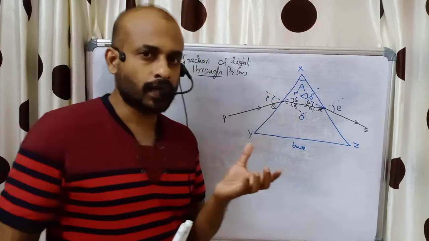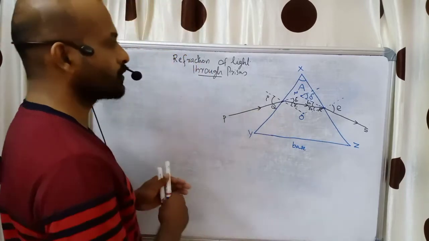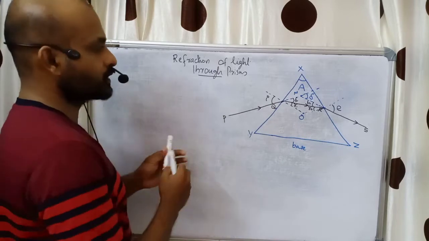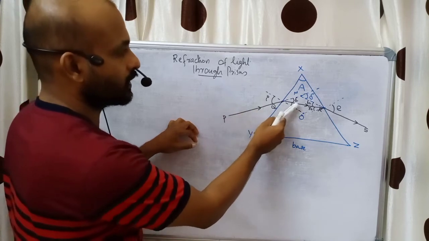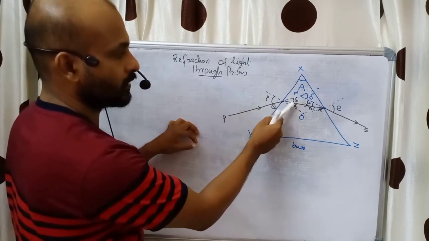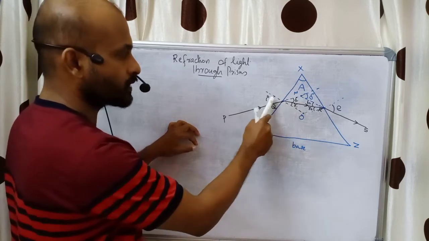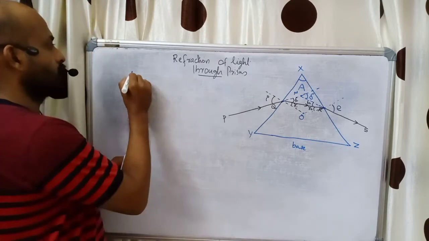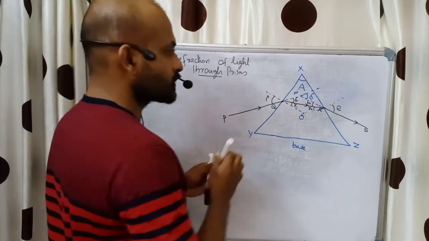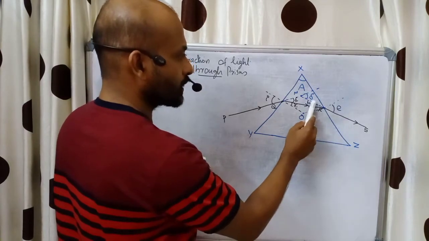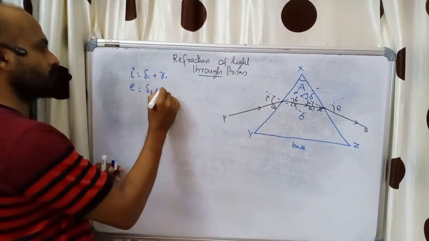Now we need to get the expression for the prism formula. So first we will write the equation for angle of incidence. From this figure you can see that the angle of incidence is I. Here also you can see delta 1 plus R1. So delta 1 plus R1 will be equal to the angle of incidence I. In the figure you can easily understand delta 1 plus R1 is equal to I. So I write I is equal to delta 1 plus R1. Similarly on the other side, the angle of emergence is equal to delta 2 plus R2. So I can write E is equal to delta 2 plus R2.